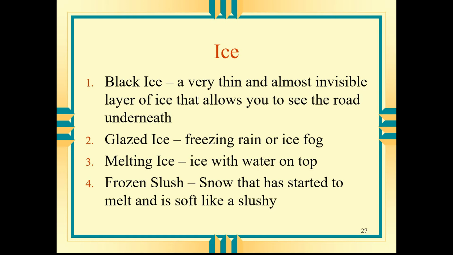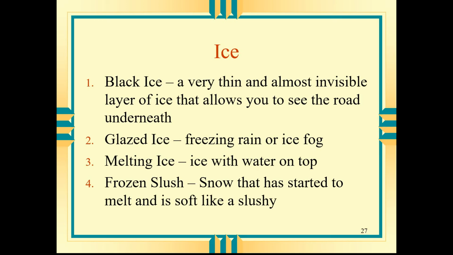A very thin, almost invisible layer of ice that allows you to see the road underneath. So it basically leaves a shiny gloss on the road surface, but for the most part it doesn't look like anything is there. Glazed ice is what you get from freezing rain or ice fog.